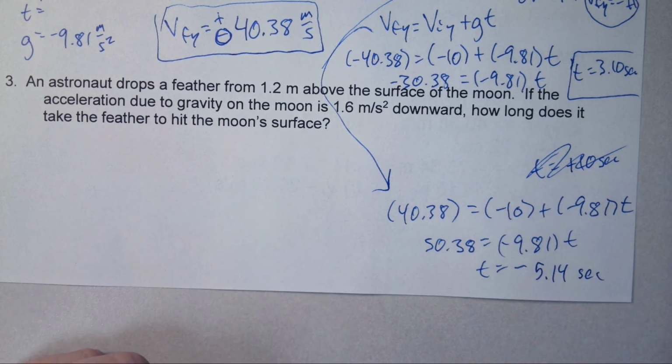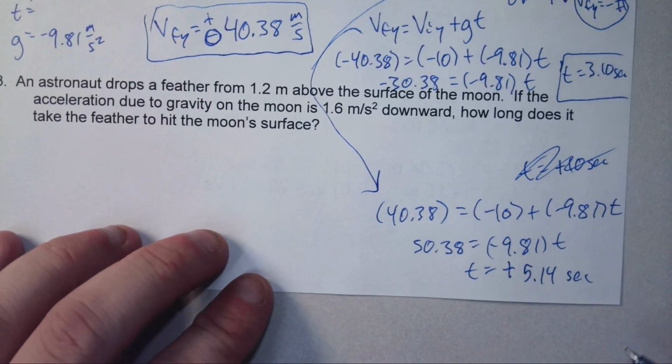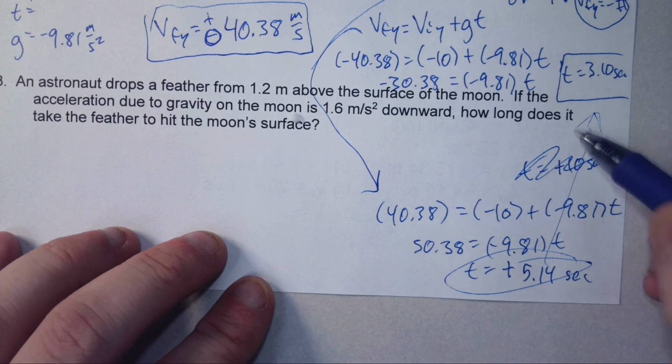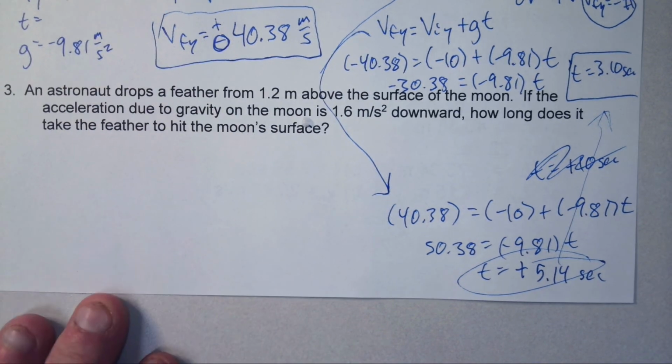Now that's an issue. Some people say, hey, how do I fix this? And they just say positive. That's the right answer. But it's not the right answer. The right answer is 3.1 seconds, not 5.14.